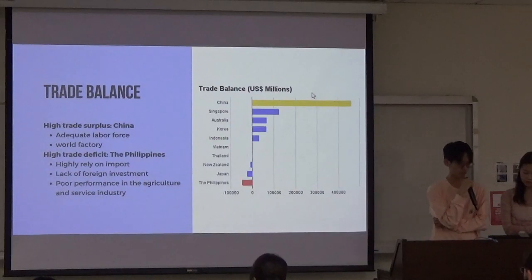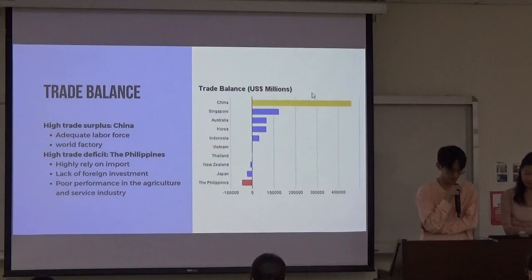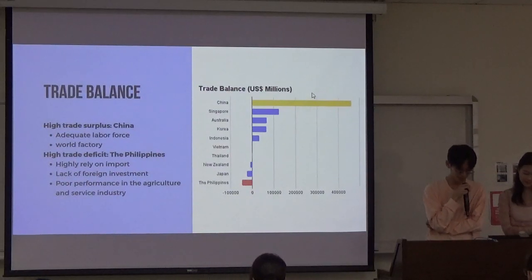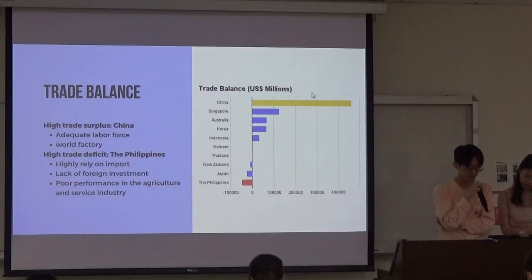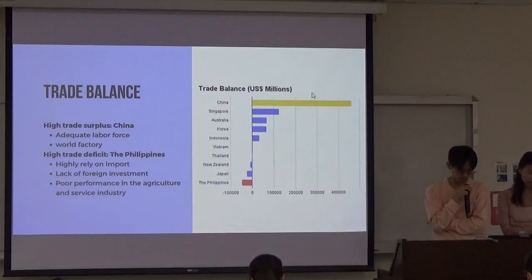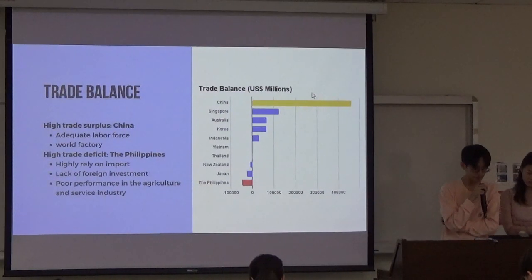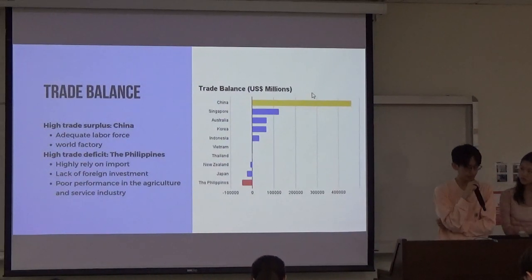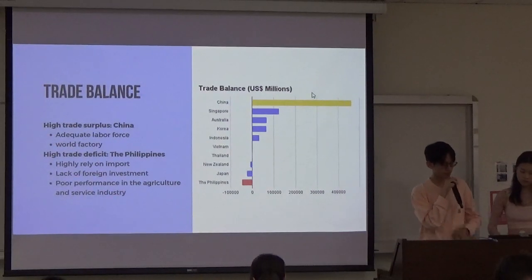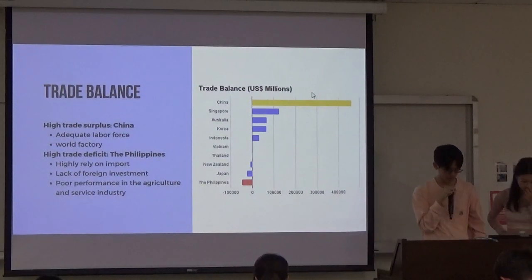And next, I would like to talk about trade balance. China has the highest trade surplus because it has an adequate labor force and a lot of products are made in China. As for the Philippines, it has a high trade deficit due to 3 reasons. They rely highly on imports, lack foreign investment, and perform poorly in the agriculture and service industries.